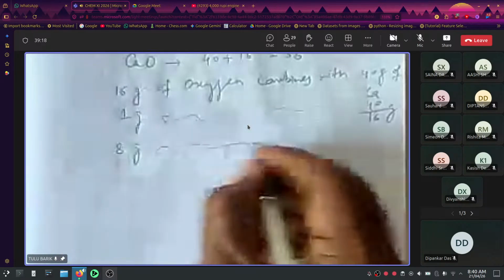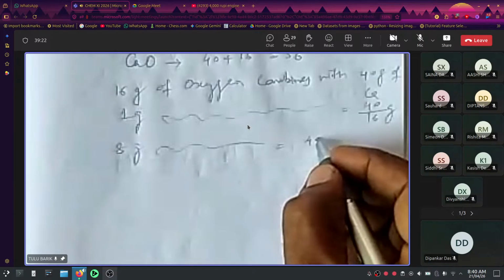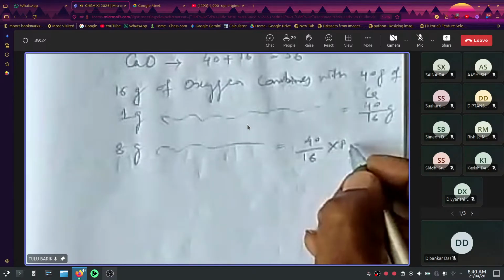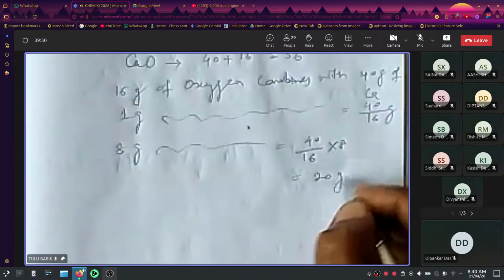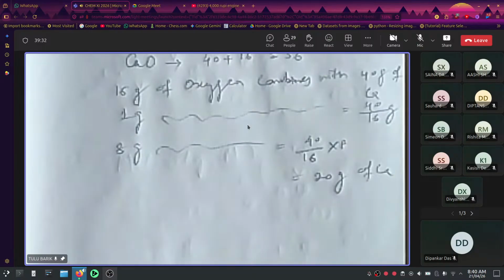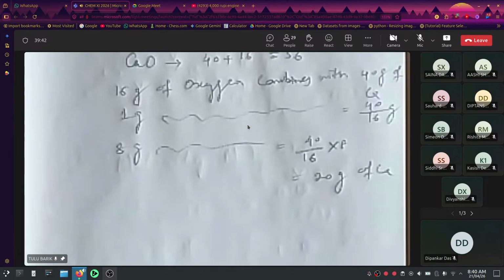So 8 grams of oxygen combines with 30 by 16 into 8. Or directly you can divide by 2. That gives you 20 grams of calcium. That is, the equivalent mass of calcium in this compound is 20 grams. Do you understand?